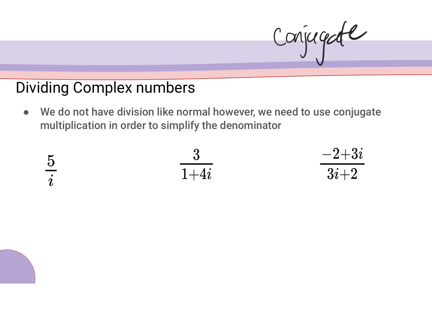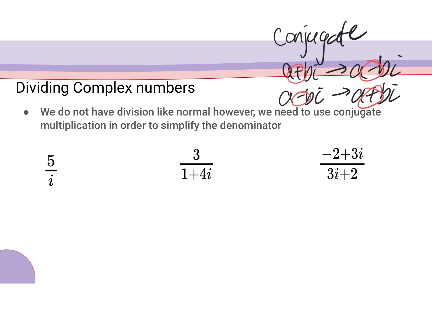It's quite simple in that if I have any complex number, a plus bi, where a and b are any numbers, its conjugate is a minus bi. And vice versa, if I have a minus bi, its conjugate is a plus bi. The key to this is seeing that it's the complex part that changes, not whatever number comes second, it would be whatever the complex number is.